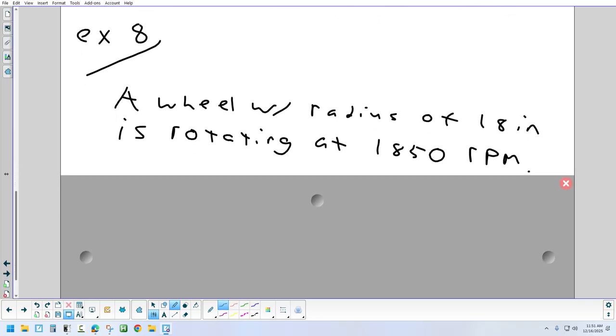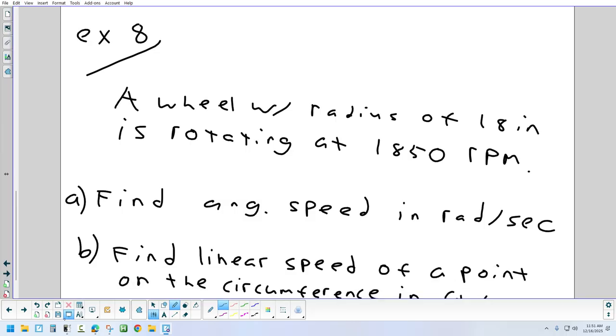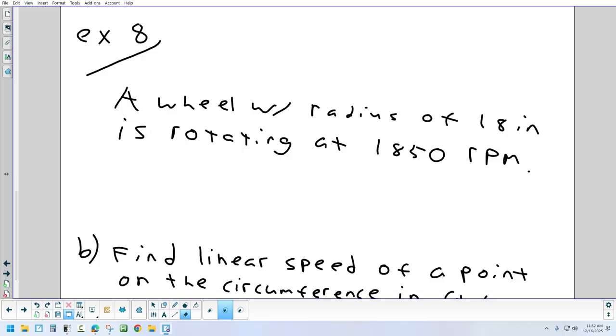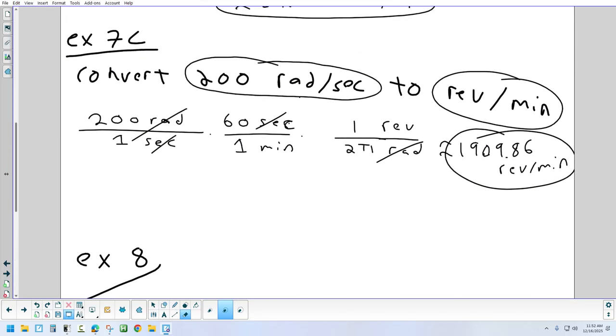So let's look at our last question. Okay, so last question. It says we have a wheel, and they're telling us the size of the wheel, and that's going to be important. It's rotating at 1850 RPMs. Part A, I'm going to skip Part A. I'm going to rename Part B Part A. Because Part A, originally, was doing what we just did in this problem, but reverse. Instead of going from radians per second to revs per minute, it was revs per minute to radians per second. It's kind of the same.